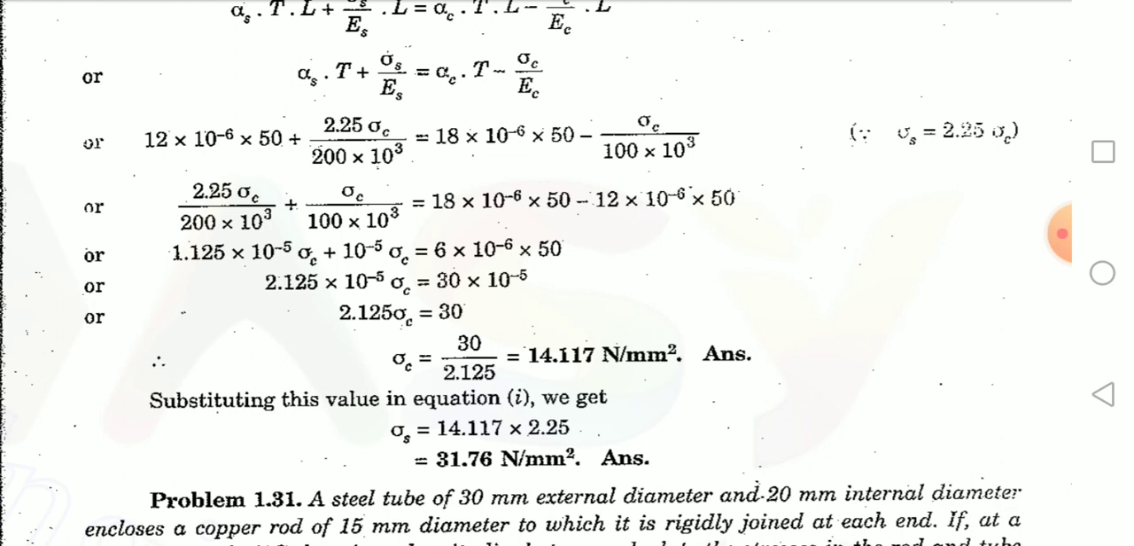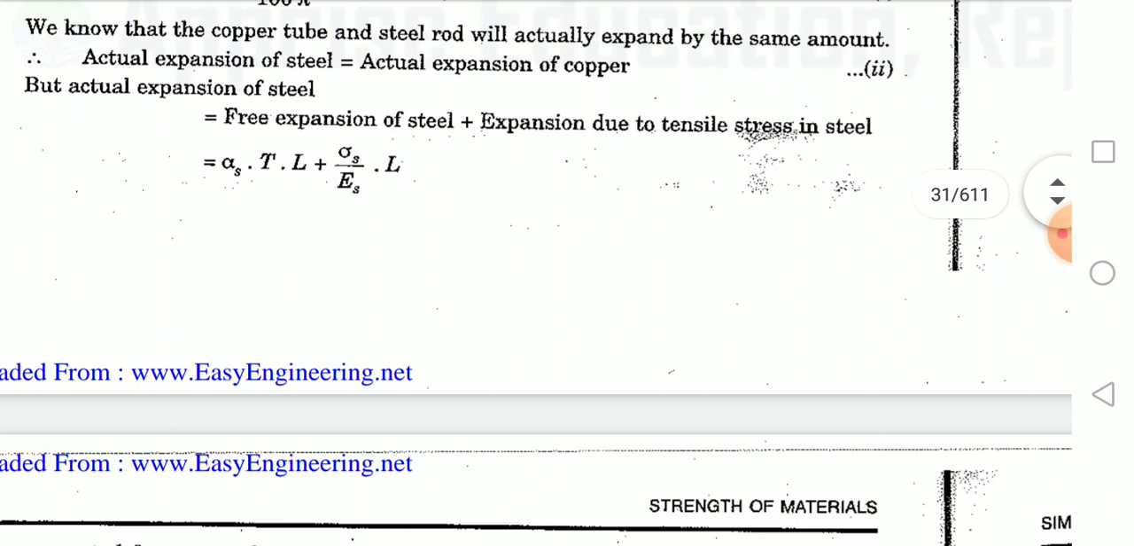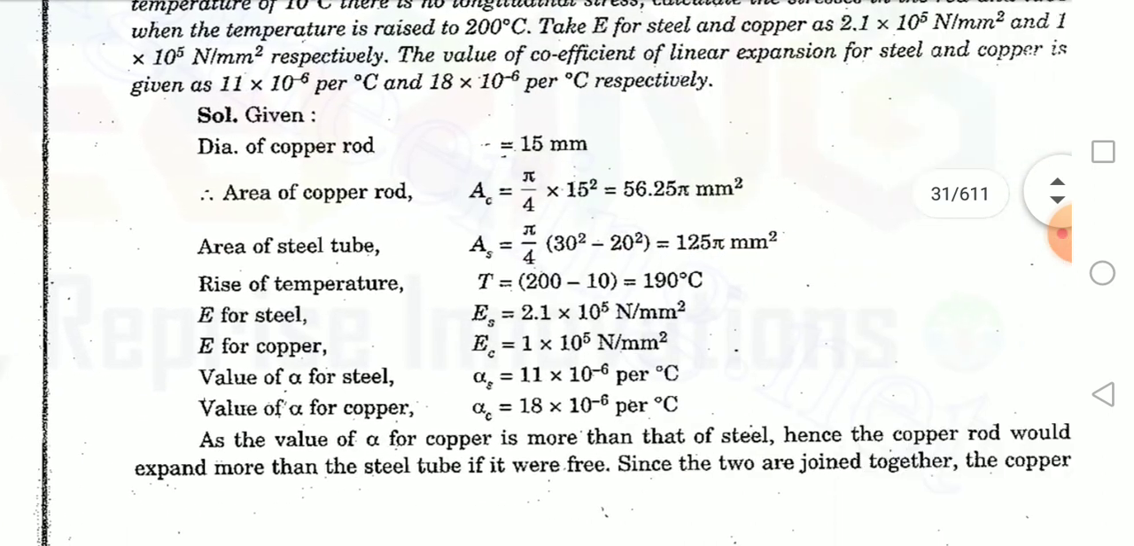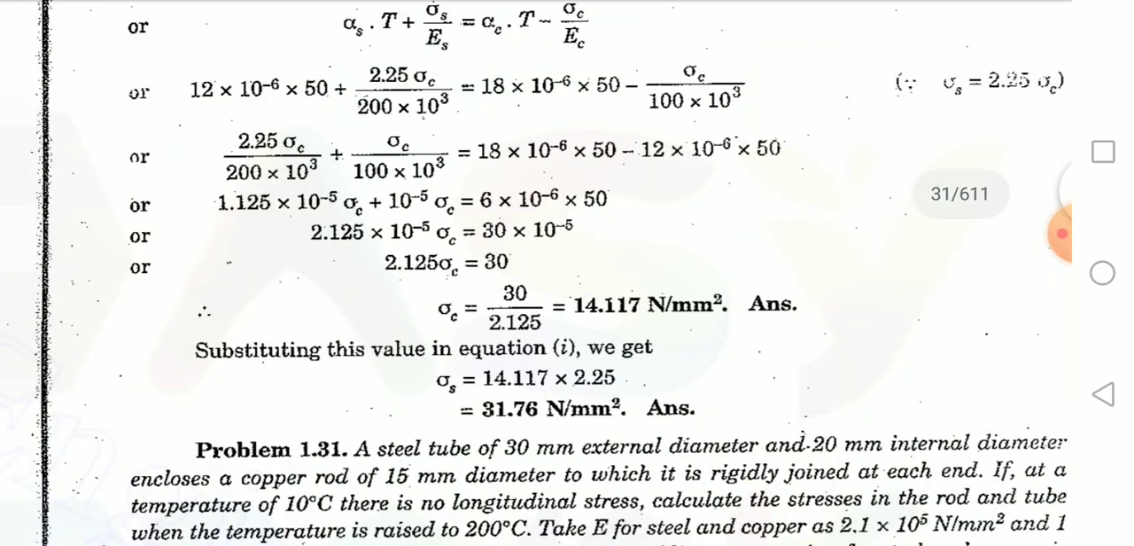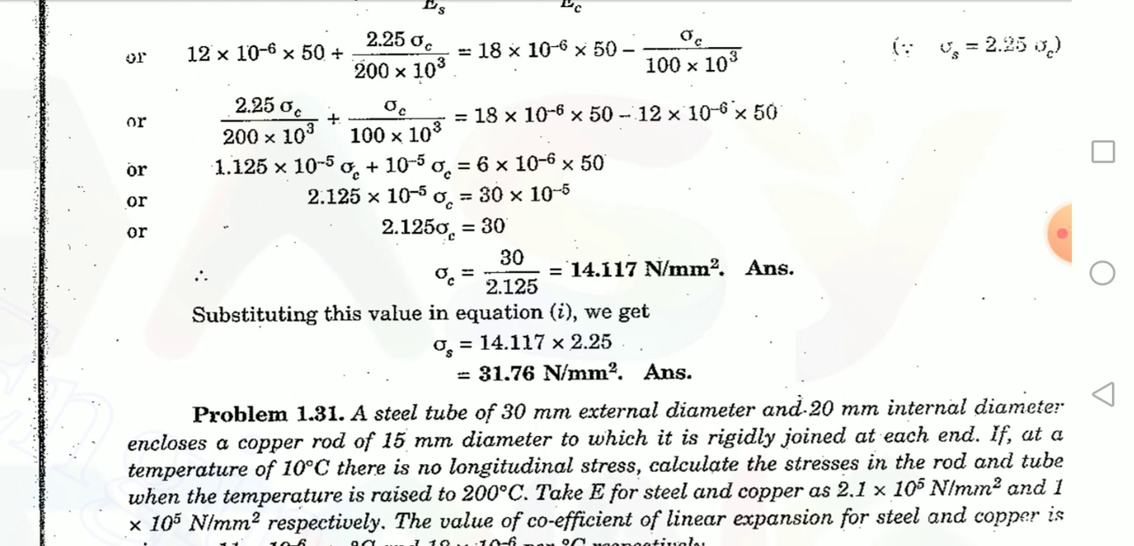Then for equation 1, that is sigma S equals 2.25 sigma C. So sigma C is 14.117, into 2.25. Then you can get the stress in the steel rod equal to 31.76 Newton per millimeter squared.